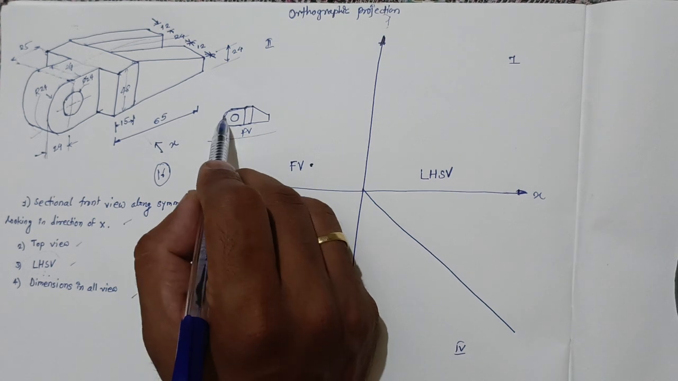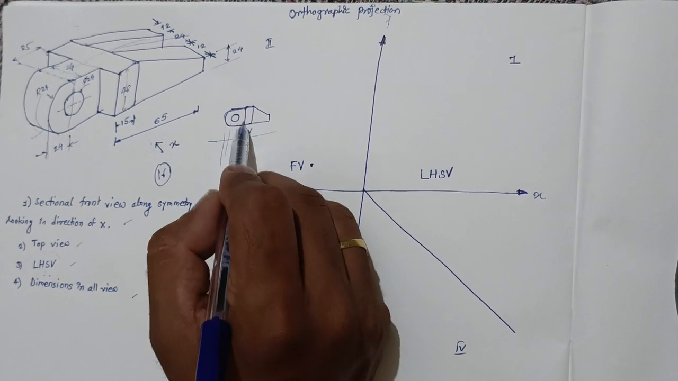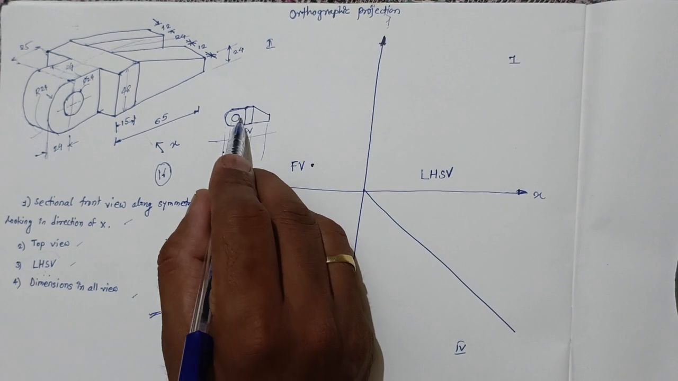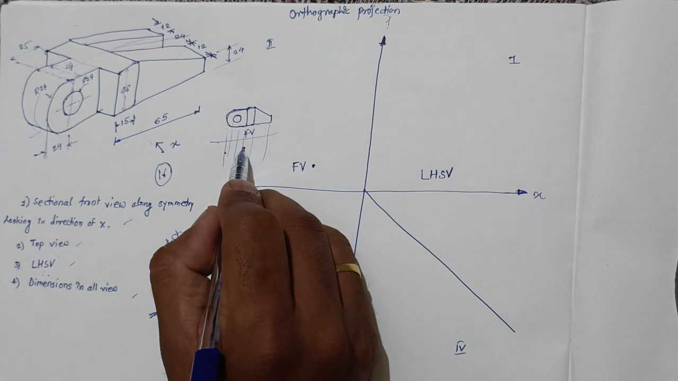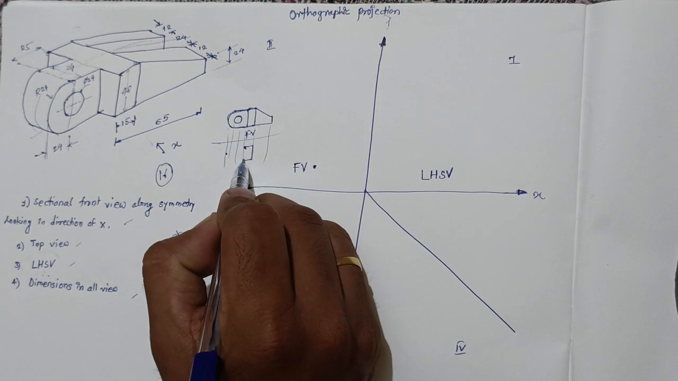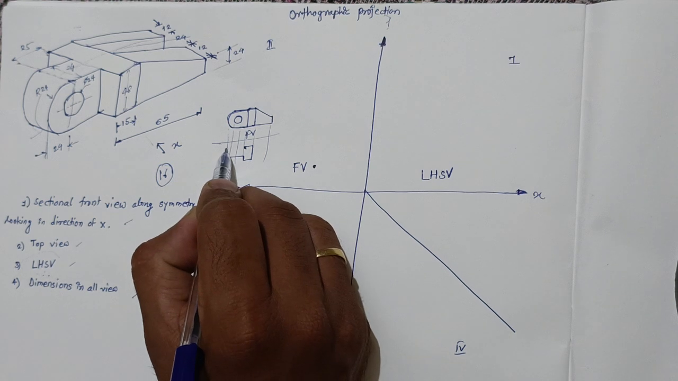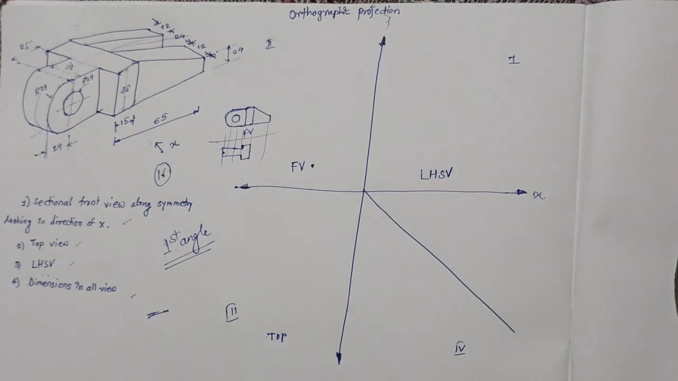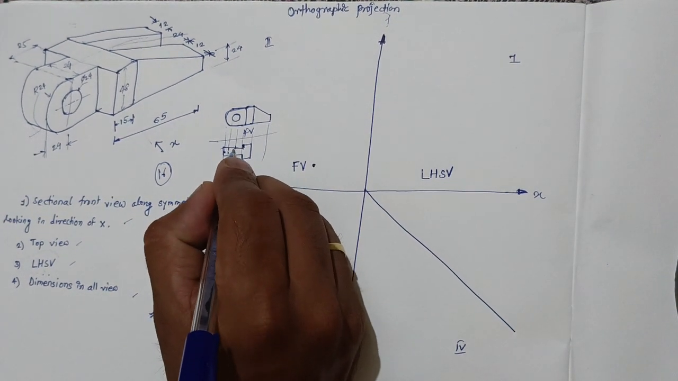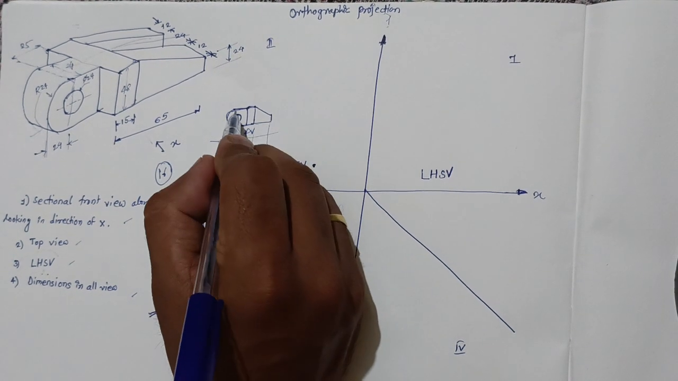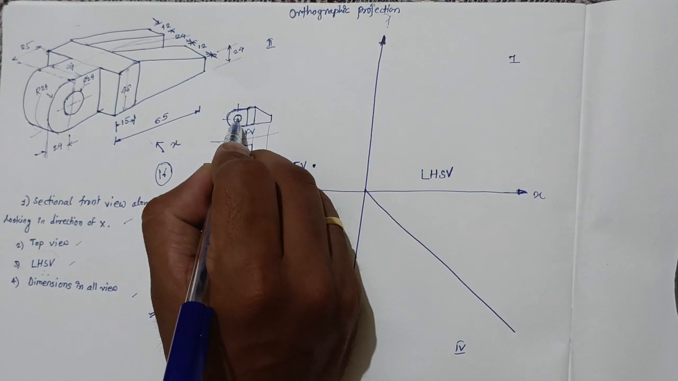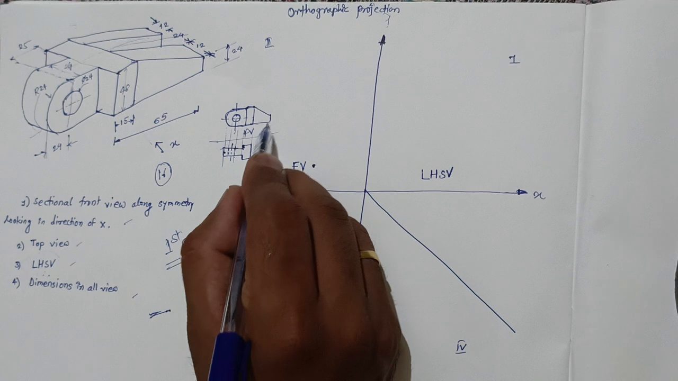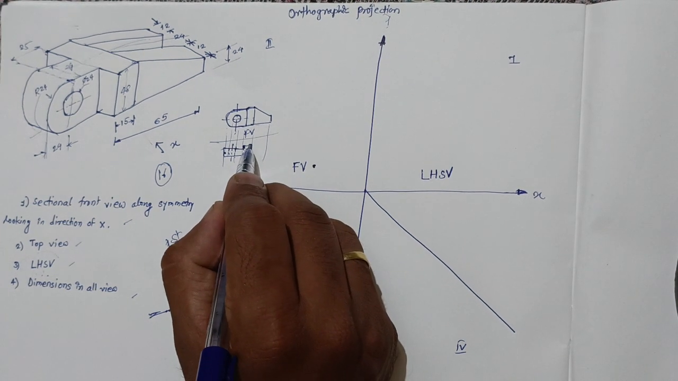Then from the top, if I take its projection, here this is, and here there will be a dotted line, center line, center line, and here a straight line.